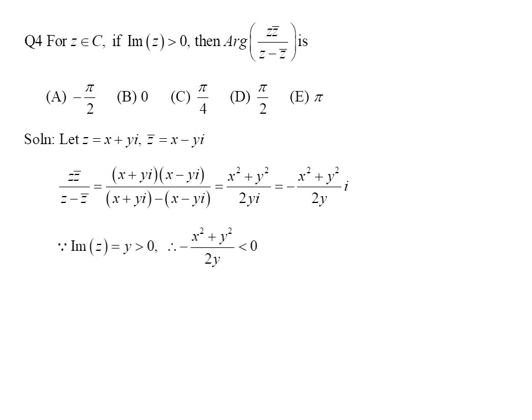Since the imaginary component y is greater than 0, negative of x squared plus y squared, over 2y is less than 0. Hence, the argument of z multiplied by its conjugate over the result of z minus its conjugate, in parentheses, equals negative pi over 2. So, the answer for question 4 is A.